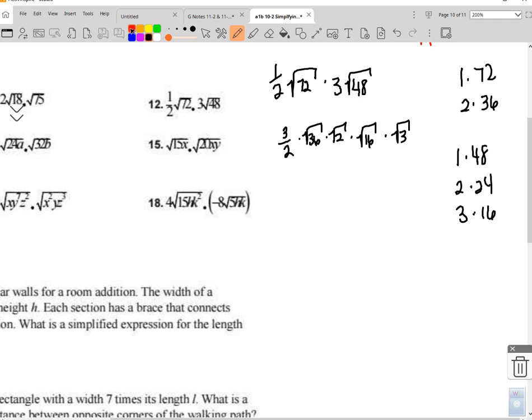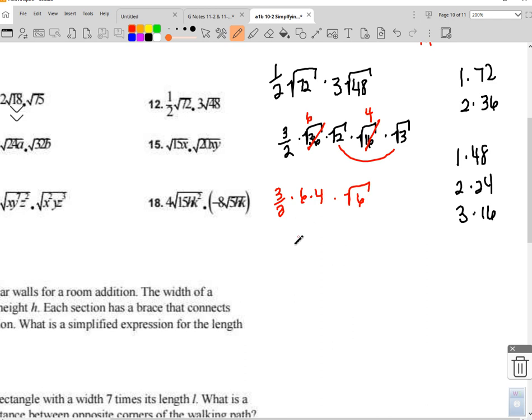Now we start simplifying. What's the square root of 36? We can't simplify the square root of 2, right? That's not a perfect square, so that stays. What's the square root of 16? 4. So now we're going to take 3 halves times 6 times 4 times the square root of 2 times the square root of 3, which is the square root of 6.